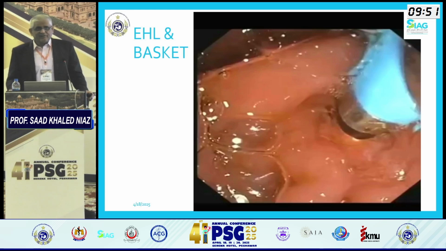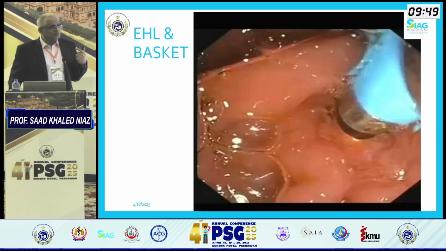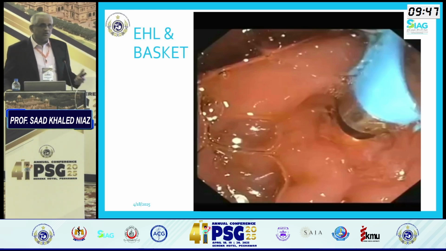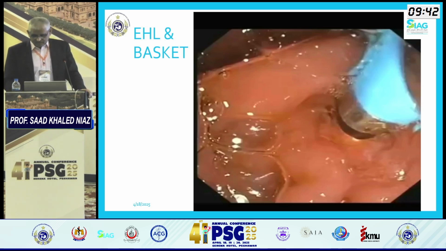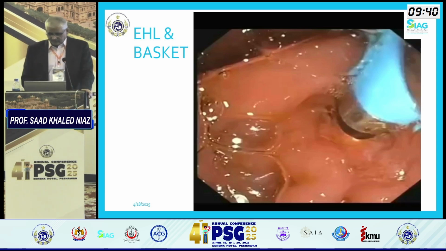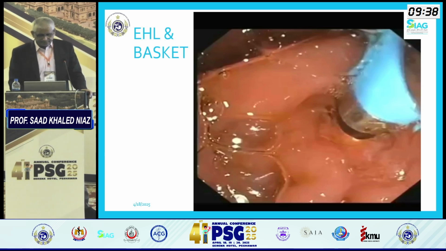And whenever we remove the stones, whether we have used basket or balloon, an occlusion cholangiogram at the end is a must. Coming to EHL and spyglass, about 80% of patients that are referred with large stones to us for spyglass are actually removed without spyglass, either with better sphincterotomy, more adequate balloon, or use of a basket.